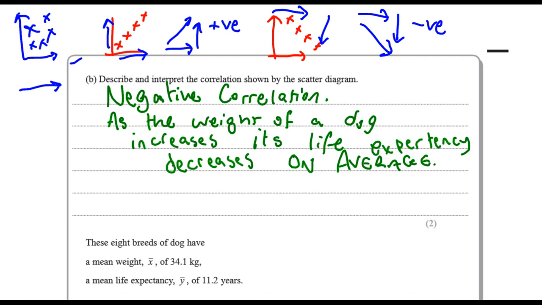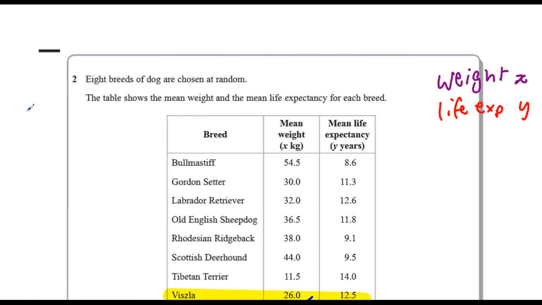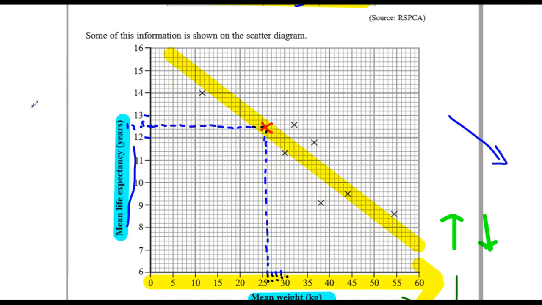Right, moving on. These 8 breeds of dogs have a mean, which we represent in statistics as x bar. That's how you say it. X with a line on the top is x bar of 34.1, and a mean life expectancy y bar of 11.2. Plot the mean point x bar, y bar. Not too difficult. 34.1 at 11.2. Can we remember that? 34.1 at 11.2. Try my best. Right down here. 34.1 at 11.2. That's right.